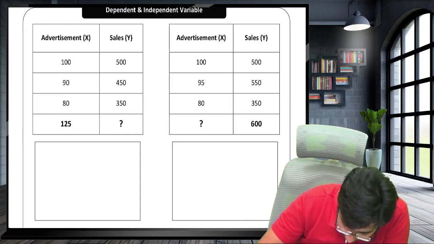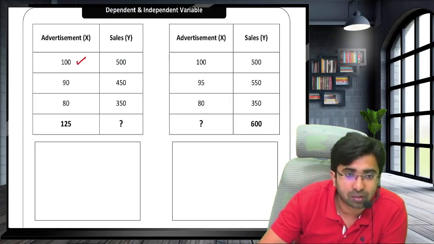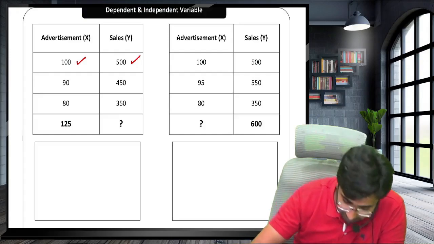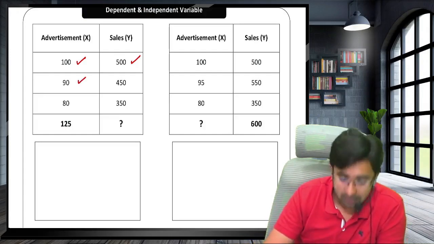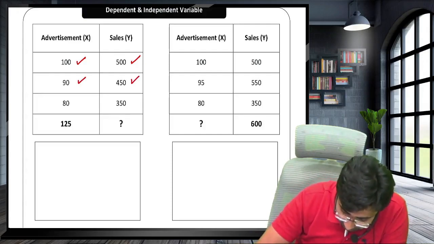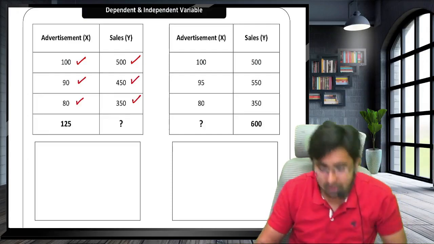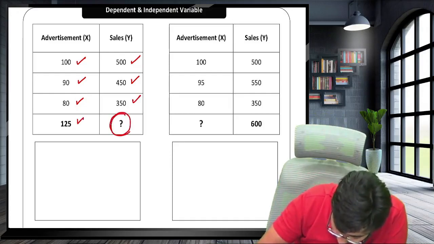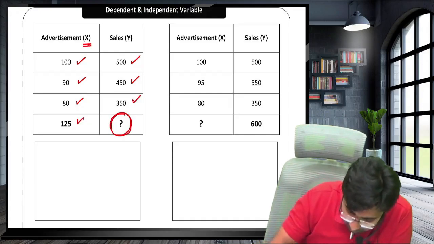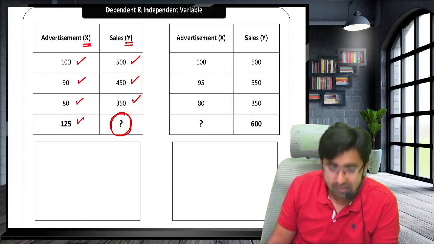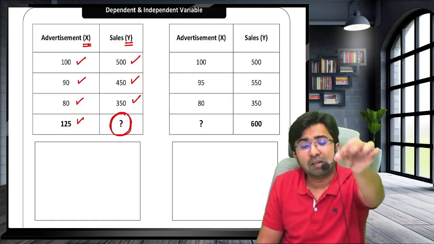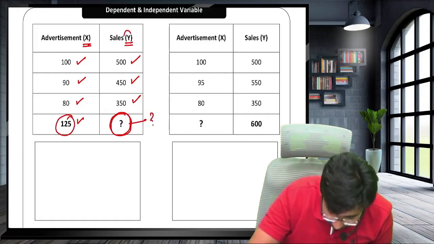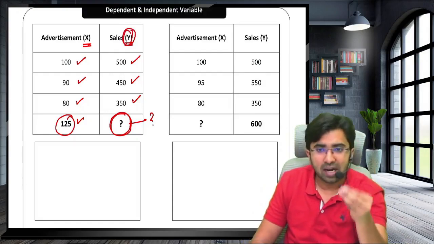Guys, when I do the advertisement of 100 rupees, I make the sale of 500. When I do the advertisement of 90 rupees, I make the sales of 450. When I make the advertisement of 80 rupees, I get the sales of 350 rupees. Now, when I make the advertisement of 125, what will be my sales? If I'm saying advertisement as X and sales as Y, here I will tell you the value of the variable which is known. Can I say here X is known? I need to identify Y. Y is sales. Can I say I know X and I need to identify Y?